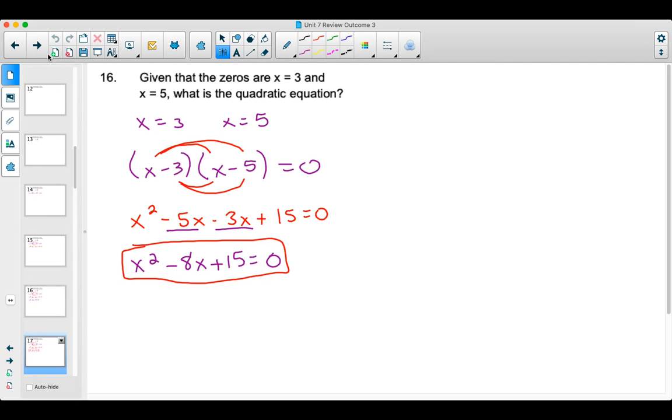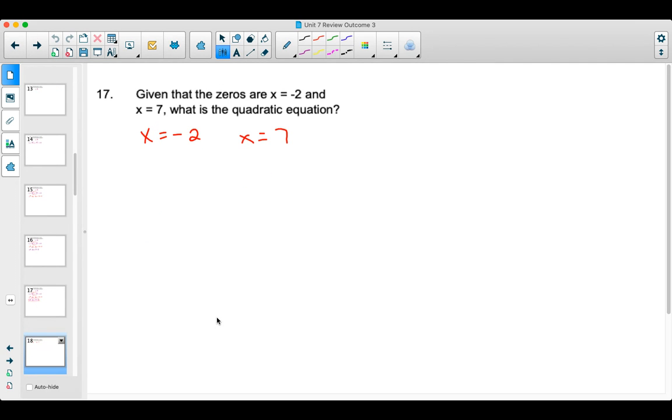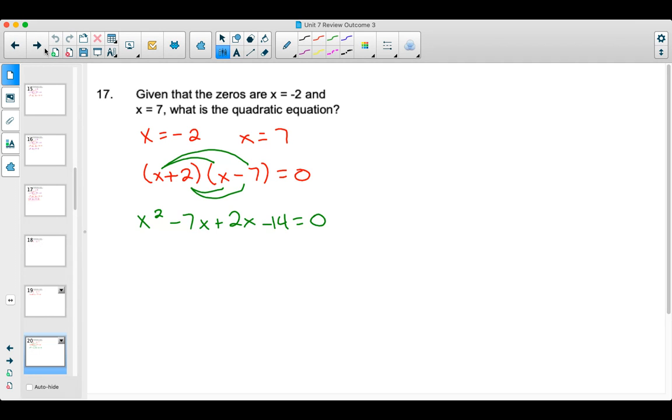Given that the zeros are x equals -2 and x equals 7, what is the quadratic equation? Again, we have our zeros of -2 and 7. We want to find the opposites. So we have x plus 2 and x minus 7. We put that equal to 0. Expand again. X times x is x squared. X times -7 is -7x. 2 times x is 2x. And 2 times -7 is -14.